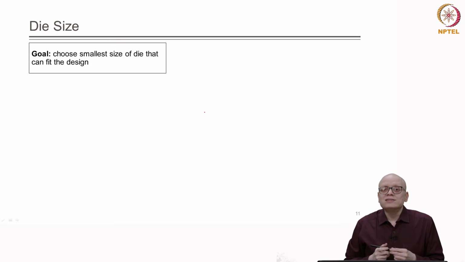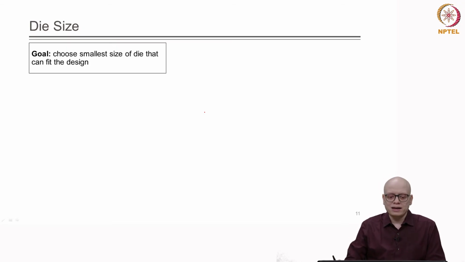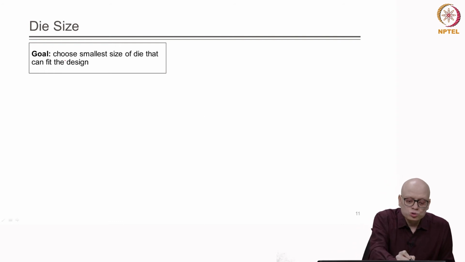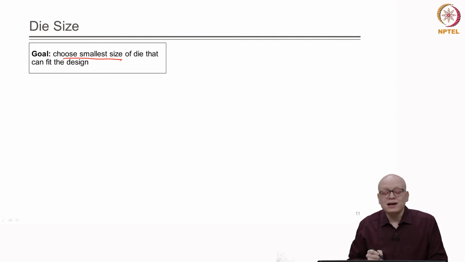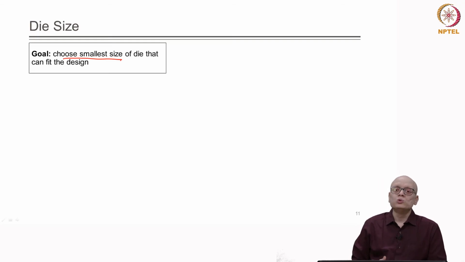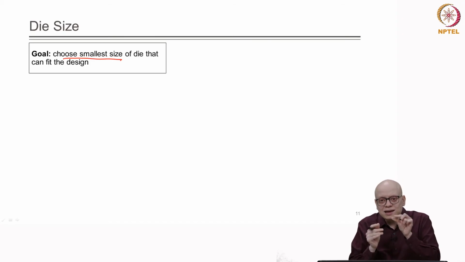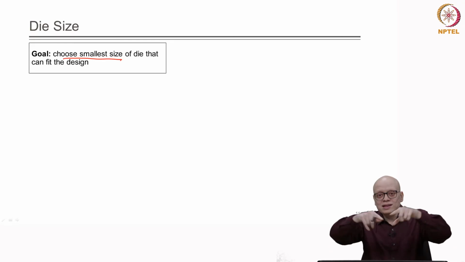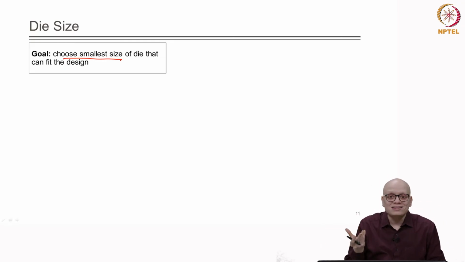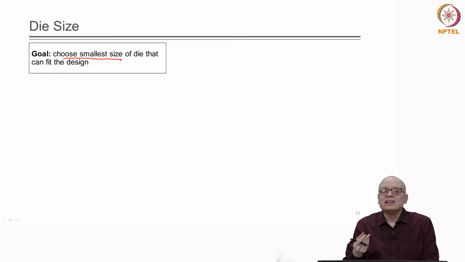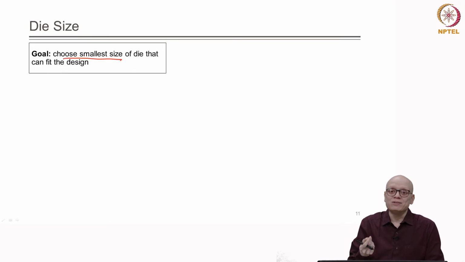So, the first thing that we need to do in floor planning is to decide the die size, or we need to choose the smallest size of the die that can fit the design. Now, why do we want to choose the smallest size of the die? The reason is that if our die size is smaller, then on the same wafer we can have more dies, and therefore, the cost per die of a chip will come down, and therefore, we should have the die size as small as possible.